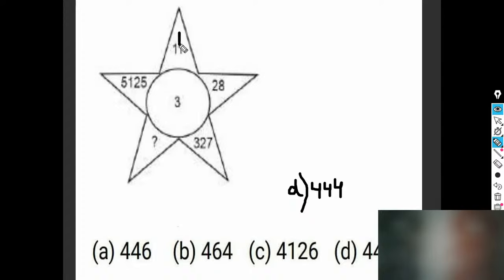You can divide it like this. So here it is 11. Next 28. 2 cube is 8. 1 cube is 1. 3 cube is 27. 5 cube is 125. So what can be the answer? 1 cube is 1, 2 cube is 8, 3 cube is 27, 5 cube is 125.